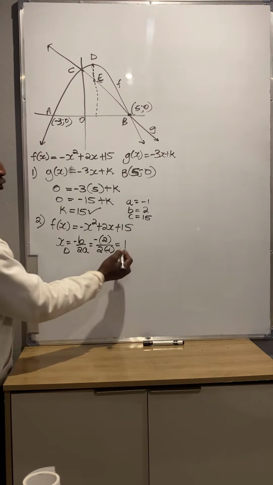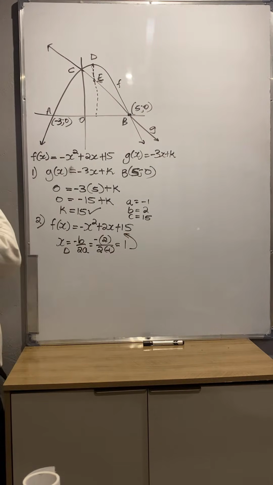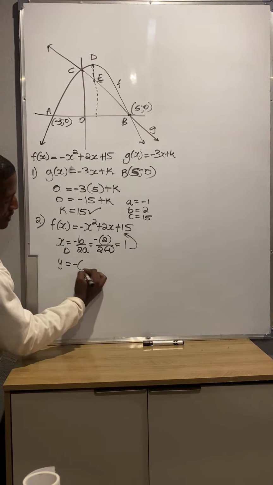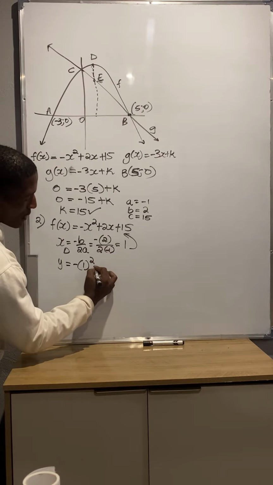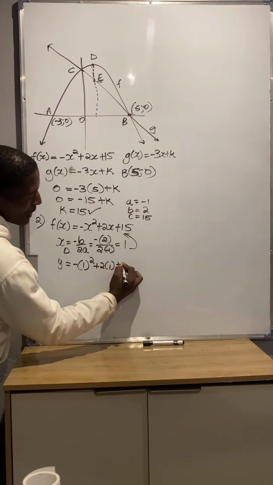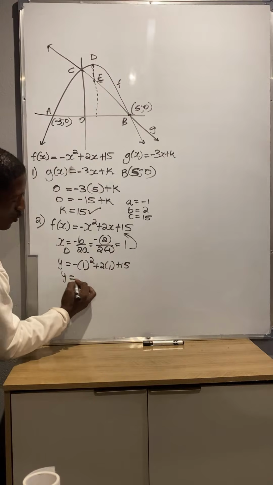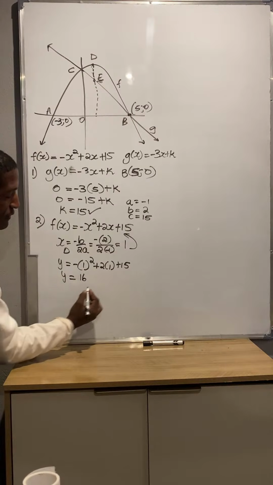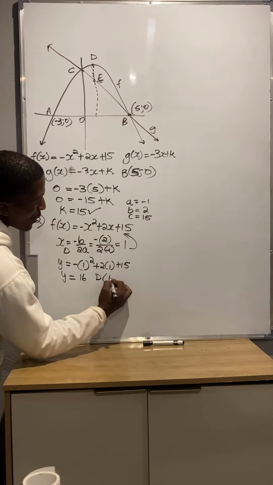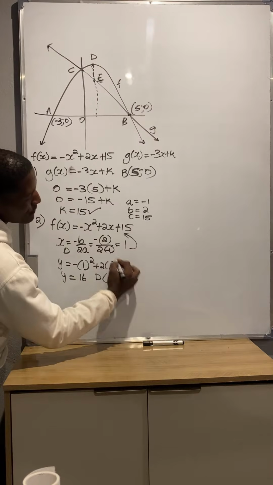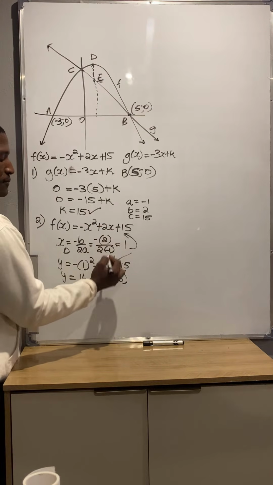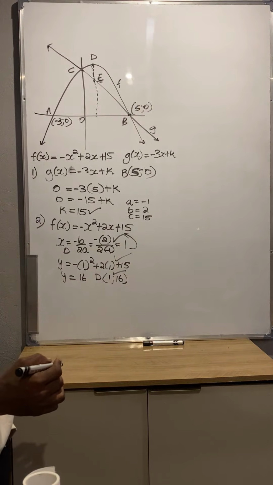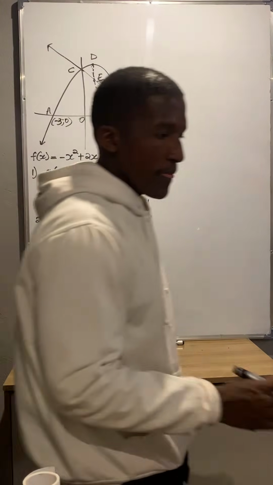So the x coordinate of D is 1, and now you have to find the y value. You substitute it into your original equation: y equals negative 1 squared plus 2 times 1 plus 15. Then your y is going to be 16. The coordinates of D will therefore be (1; 16).